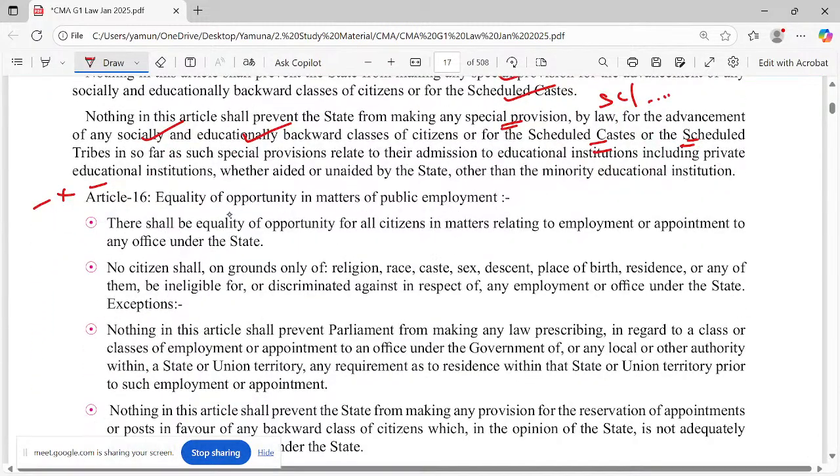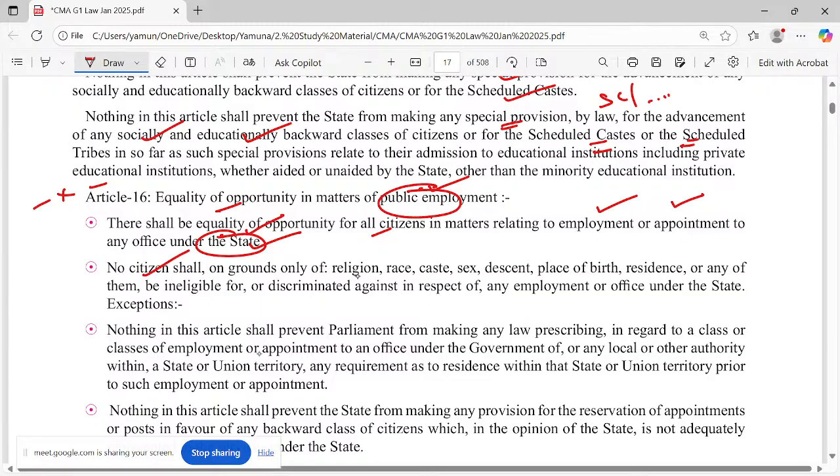Article 16. Equality of opportunity in matters of public employment. Okay. There shall be equality of opportunity for all citizens relating to employment or appointment of any office under the state. State means complete government, not state government they are mentioning. State definition கொடுத்துருப்பாங்க அவ்வளவு பெருசா. Constitution of India. If you find time, please go and refer. State ஓட definition எவ்வளவு பெருசா இருக்கும். Okay, பாராவா போயிருக்கும். State government, central government, municipality, everything will be covered. So if it is mentioned as state, don't consider this as state government. Okay, state means central everything.